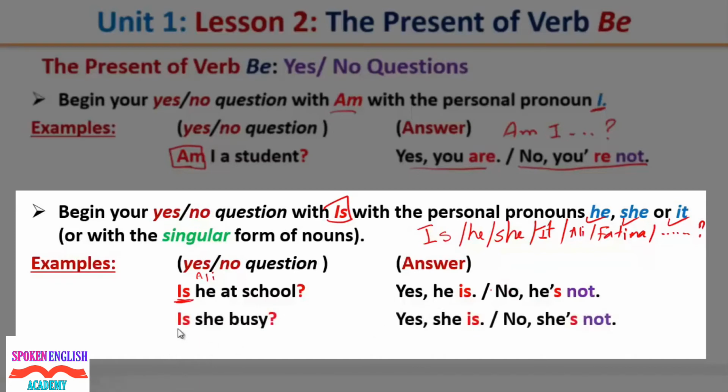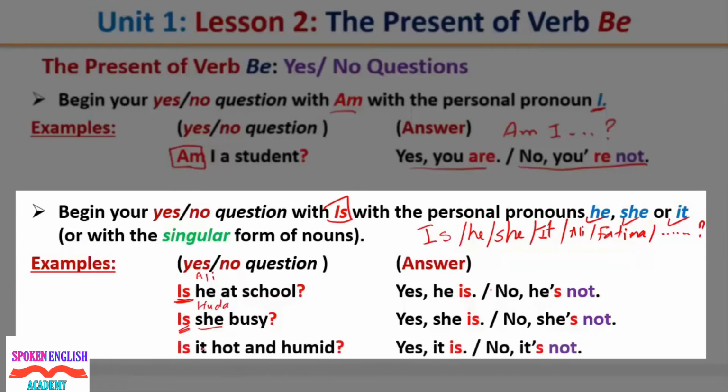Is she busy? Again, with the pronoun she, we also start the question with is. Is she busy? The answer could be yes, she is, or no, she is not. Again, instead of she, we can say, for example, Huda, or Layla, or Fatima, or any singular noun.